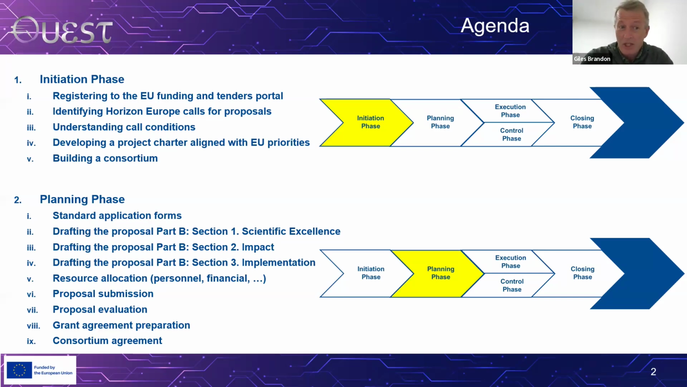In terms of the initiation phase, I'm going to be talking very pragmatically about how you register to something called the EU Funding and Tenders portal. I'm going to give some advice about how you can go about identifying Horizon Europe calls for proposals. I'm going to say some words about trying to understand the call conditions. We already spoke in the last module about developing a project charter, but I'll briefly go back to recap on that. And then I'll say some words about general advice on how to build a consortium, what to consider, how to present it.